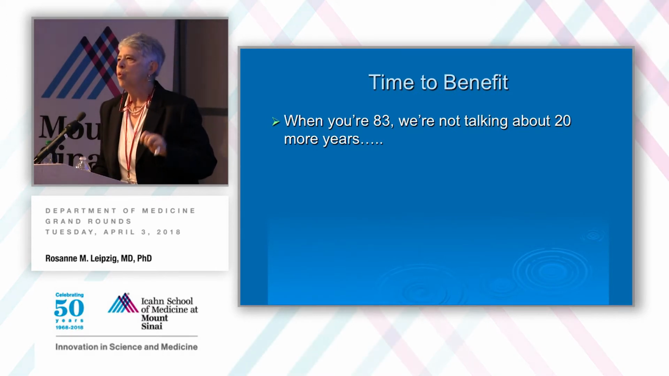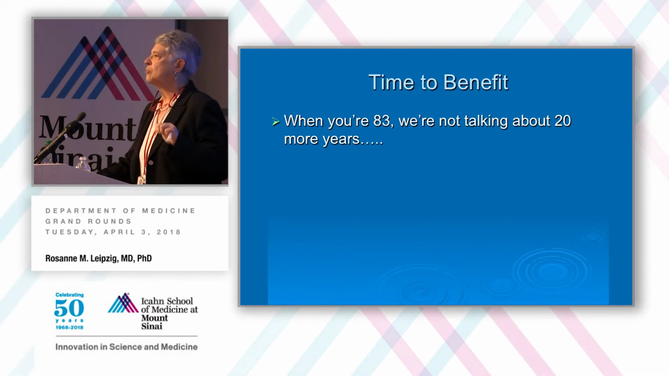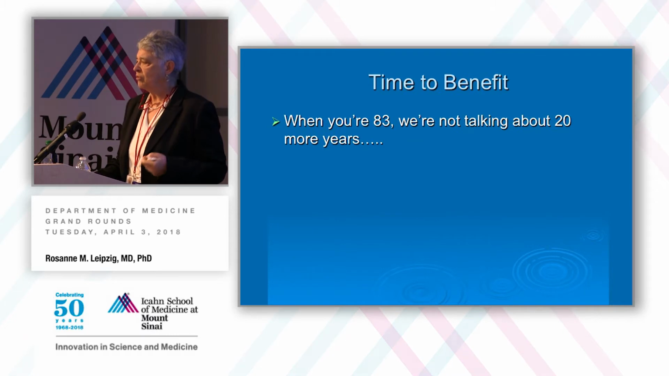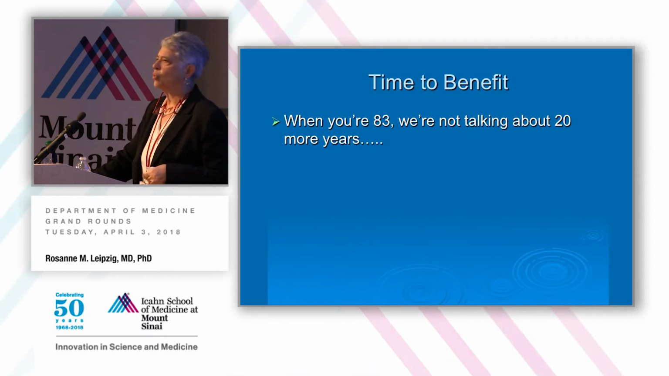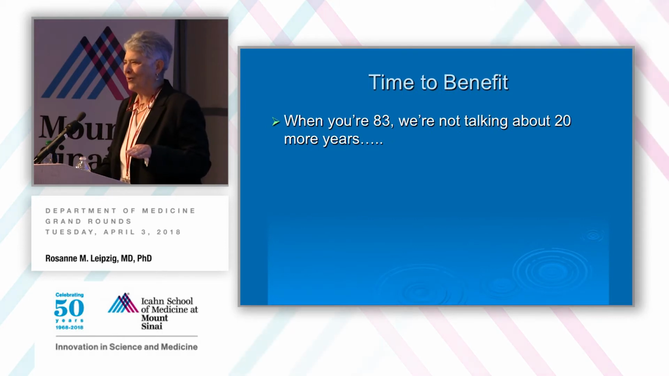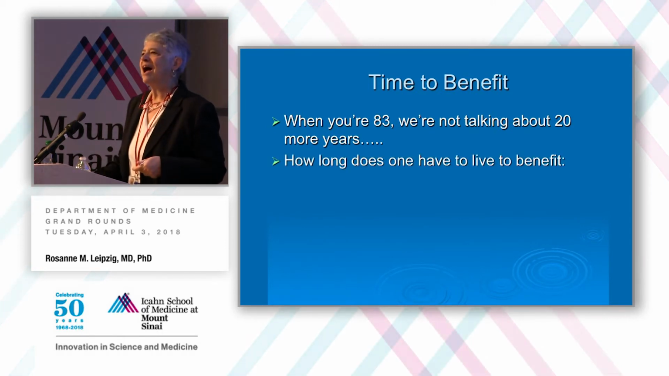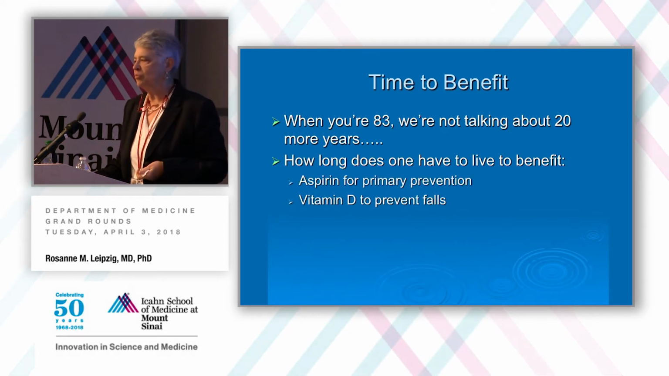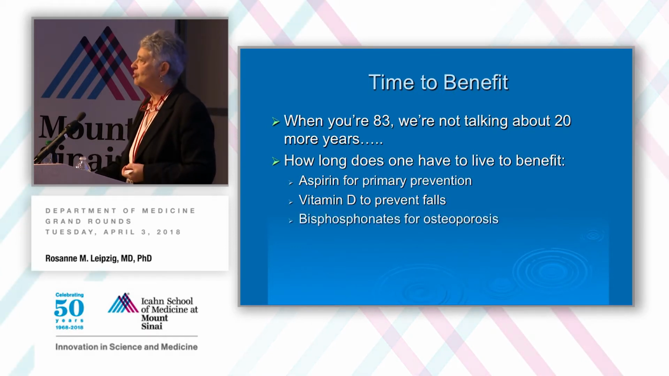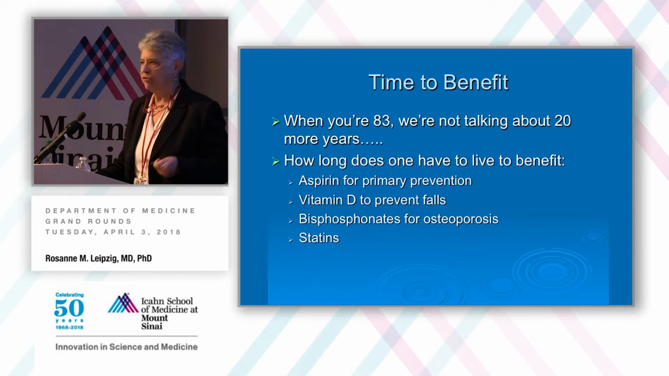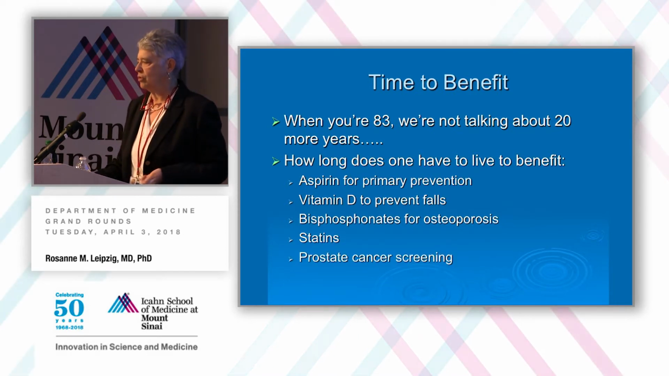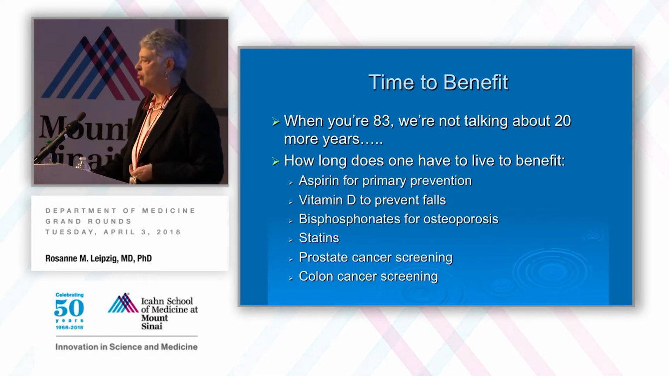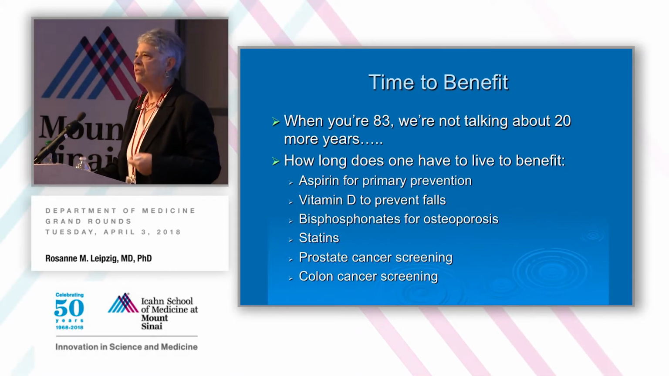One of the things that's really important as you're thinking about prognosis, and this is particularly for normal aging, is the time to benefit. As my friend Dave Rubin says, when you're 83, we're not talking about 20 more years. Although for some people and more people we are. So you do this every day. How long does it take to benefit from aspirin for primary prevention, vitamin D to prevent falls if you believe that it does, bisphosphonates for osteoporosis, statins for whatever you're giving the statin for, prostate cancer screening, and colon cancer screening. And this is the example that I was giving you before. When you have an older patient with you, you need to think about these things. These are not things that occur immediately.